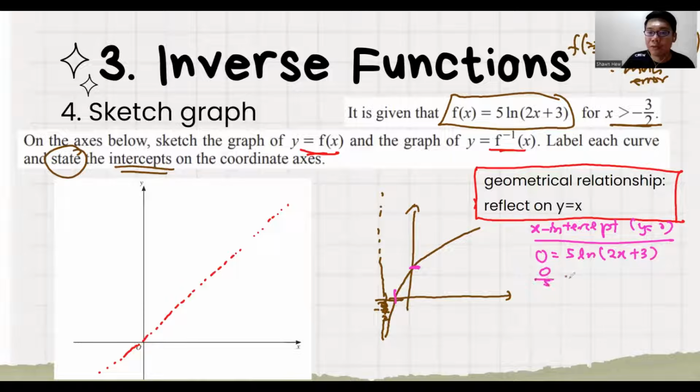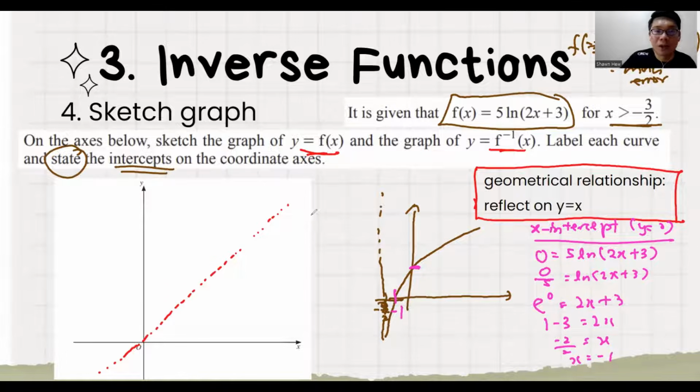0 divided by 5, still 0. Ln shown here will become e power 0. And then e power 0 is 1. Plus 3 shown here becomes -3. So -2. The 2 shown here becomes 2. So you can confirm your x is -1.